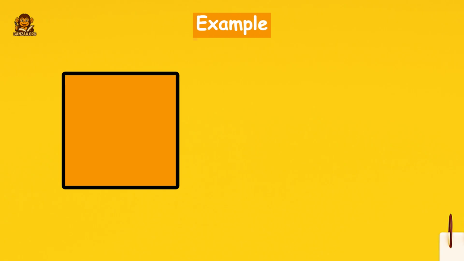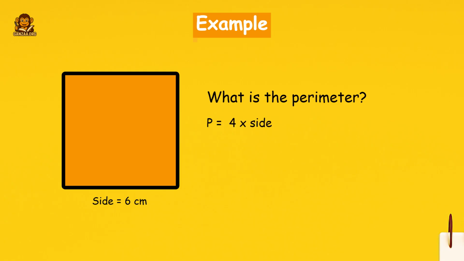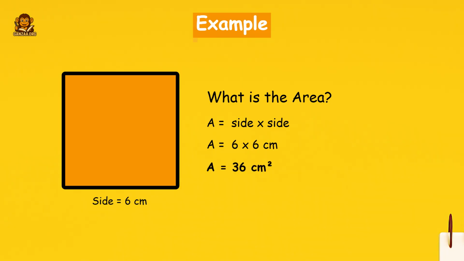Let's try one together. A square with a side length of 6 centimeters. What's the perimeter? Perimeter equals 4 times side. Perimeter equals 4 times 6 equals 24 centimeters. What's the area? Area equals side times side. Area equals 6 times 6 equals 36 square centimeters.